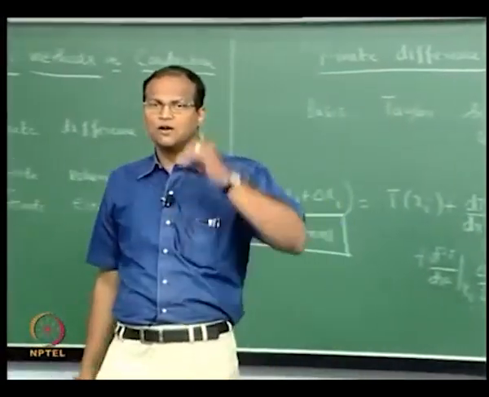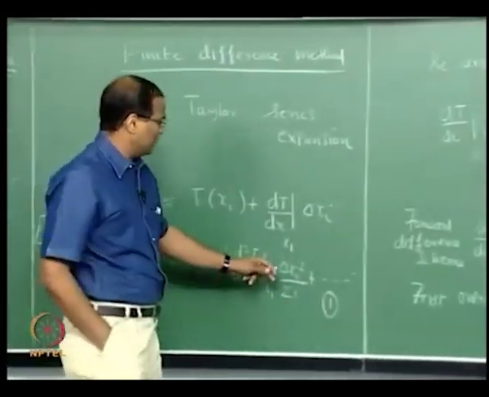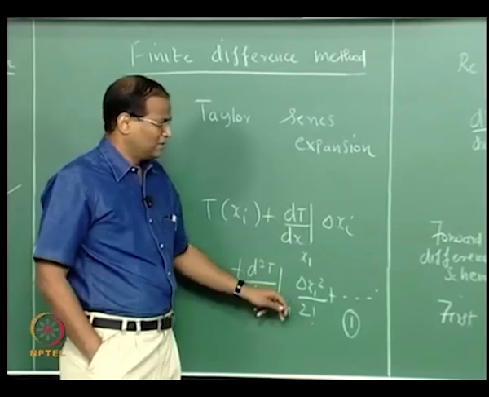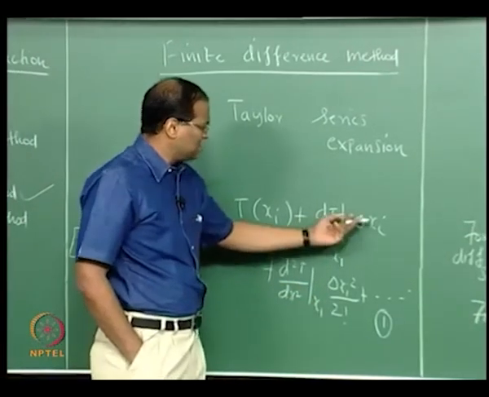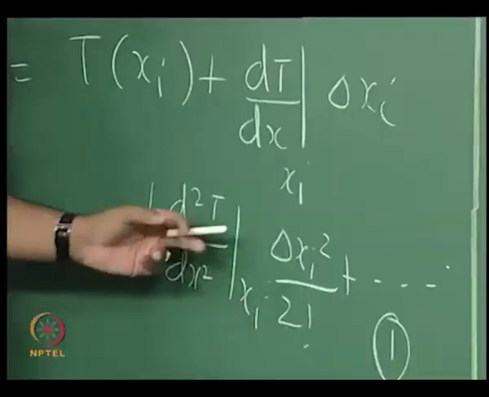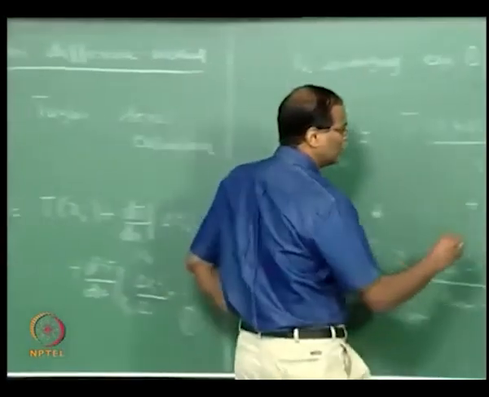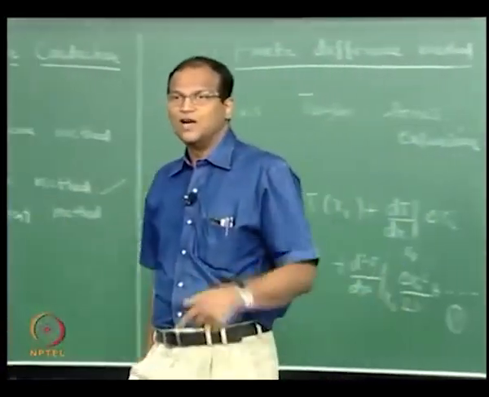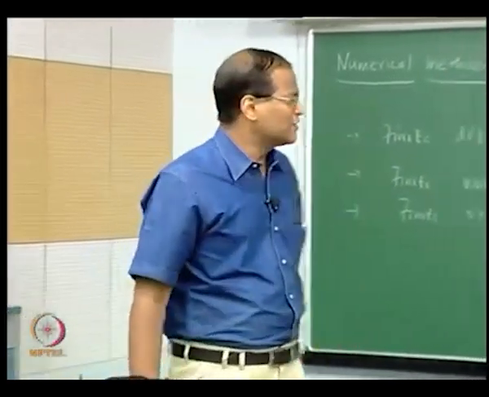It is first order accurate because of delta x. Please be careful. We are neglecting only up to the second order; we are taking up to second order. But when you get the dT by dx, we are dividing by delta x. Therefore d squared T by dx squared gets multiplied by 2 factorial, right? So one delta x gets cancelled. Are you getting the point? So it is first order accurate.